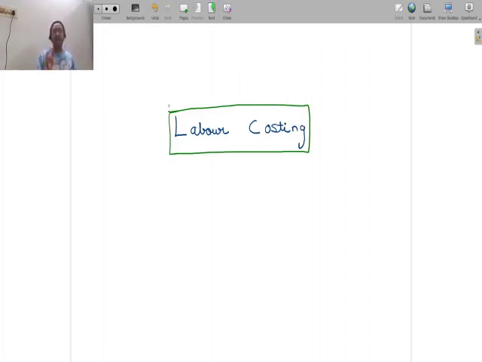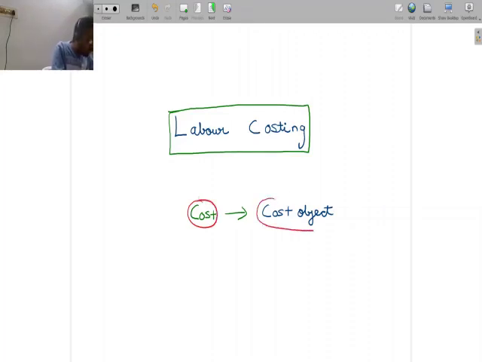Now, let's first look at the objective for having a cost accounting system. So what is the objective if a company goes about having a cost accounting system? The main objective of having a cost accounting system is to find out the cost of a cost object. So you want to find out the cost of a cost object. So this is the main objective of having a cost accounting system. So what's important here to notice, you want to find out the cost and you want to find out the cost of a cost object.